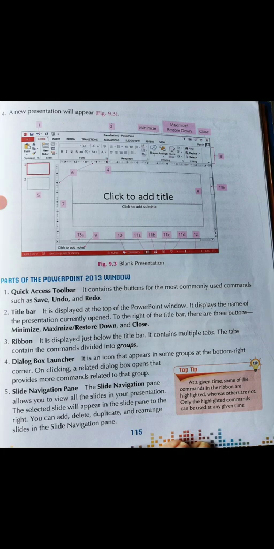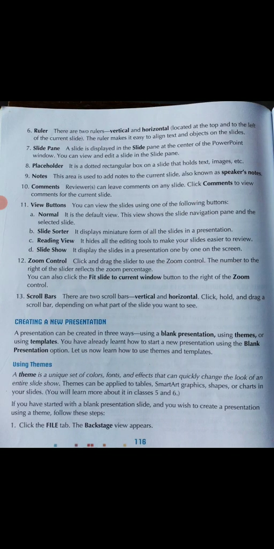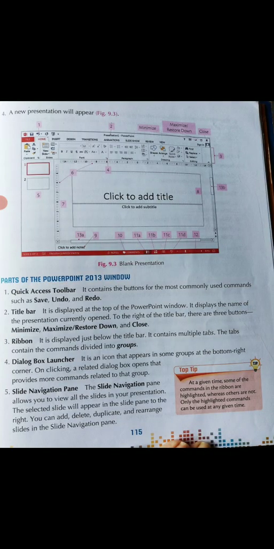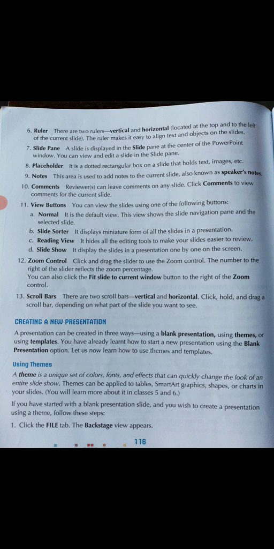So students, parts of the PowerPoint 2000 window, how many points have you got? In total you have got 13 parts of your PowerPoint window. First one is quick access toolbar, number 2 title bar, number 3 ribbon, number 4 dialog box launcher, 5th one slide navigation pane, 6th one ruler, 7th is slide pane, 8 is placeholder, 9 is note, 10 is command, 11 view buttons, 12 is zoom control, and the last but not the least is your scroll bar. So clear students, no doubts regarding this?